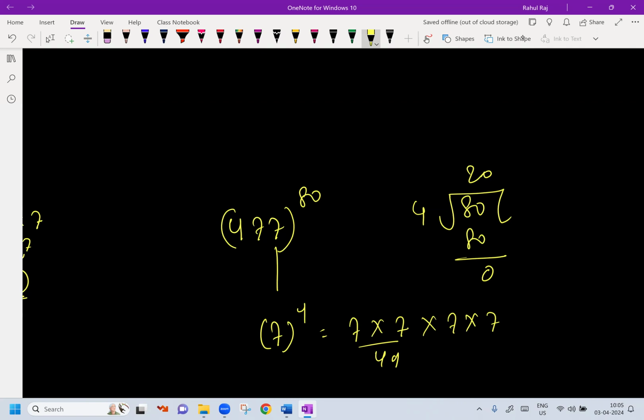7 times 7 is 49. 9 times 9 is 81. So 1 is the unit digit of this number. This number might be humongous, but that doesn't matter to us at all. 1 will be the unit digit of this number.